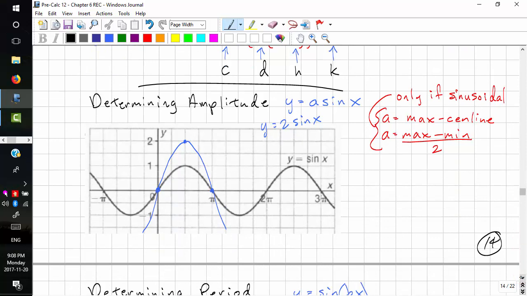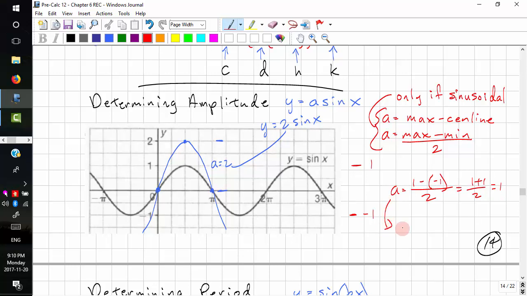So, determining the amplitude. We go from the center line to the maximum. And that's this function, and a equals 2. And we can use this only if it's a sinusoidal function. It doesn't work for tangent. So a equals max minus the center line, or we can do the difference between the max and the min and divide it by 2. So for instance, we can do this calculation. 1 minus negative 1 divided by 2. This is 1 plus 1 divided by 2, and that's equal to 1.